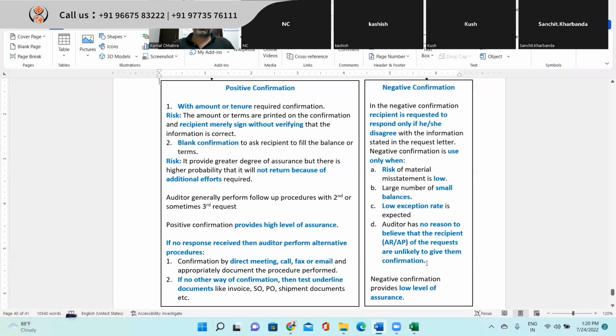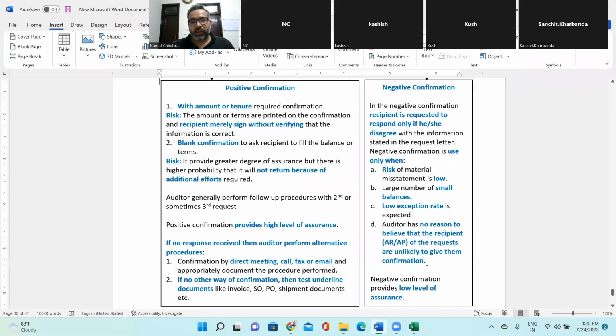Second type of positive confirmation is a blank confirmation, where you ask the recipient to fill in the balances, terms, and tenures. Generally, like bank confirmation or significant customer confirmation, we send a blank confirmation and request them to fill in the balance due to the company, or the bank account balance lying with the respective bank, or FD balance or borrowings balances, right?